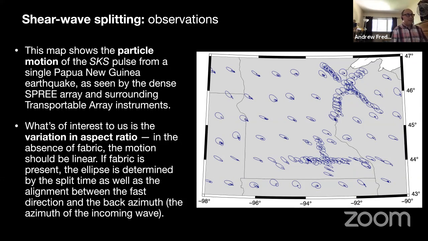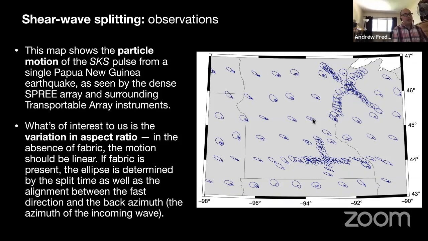And this is just the particle motion. That is the sort of motion of a point on the surface in the horizontal plane that you would see at each of these instruments for the SKS pulse. This shows the polarization of that pulse. And so you can see anything from almost linear polarization here to big fat elliptical loops here, which indicate a stronger splitting effect. The strength of that splitting effect depends on both how strong the fabric is and how the orientations interact. For instance, if your wave is coming in precisely along the fast or slow direction as its incident polarization, it won't split.